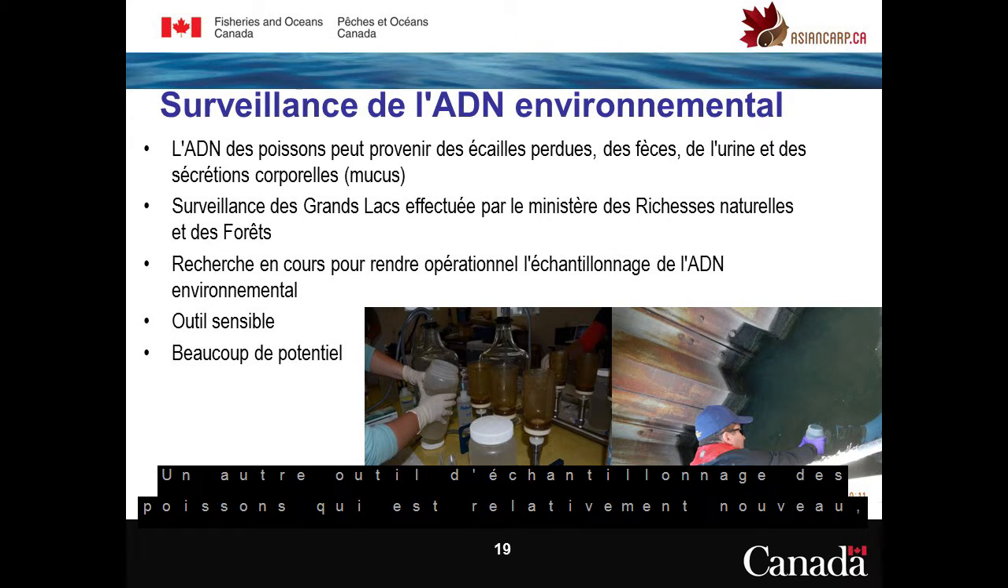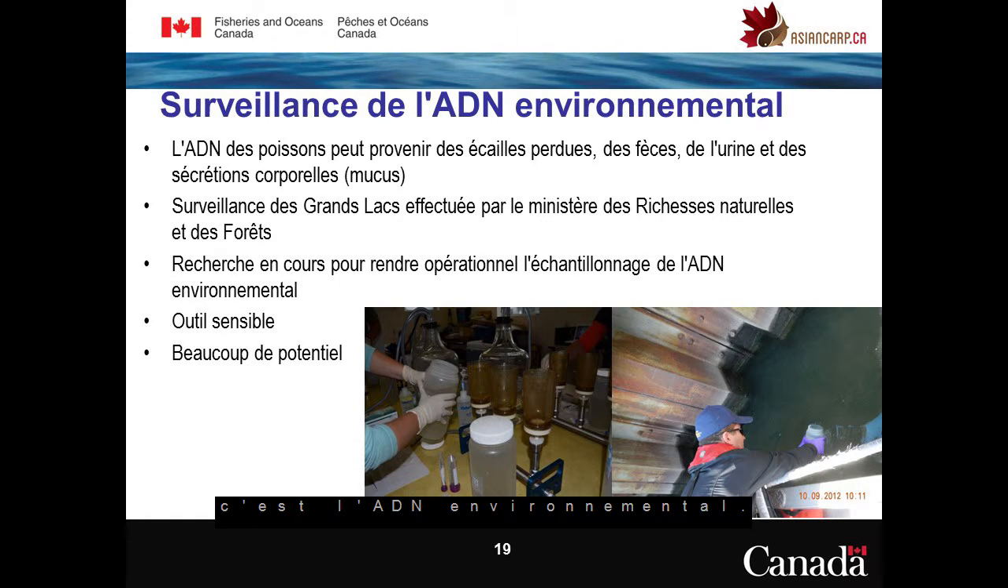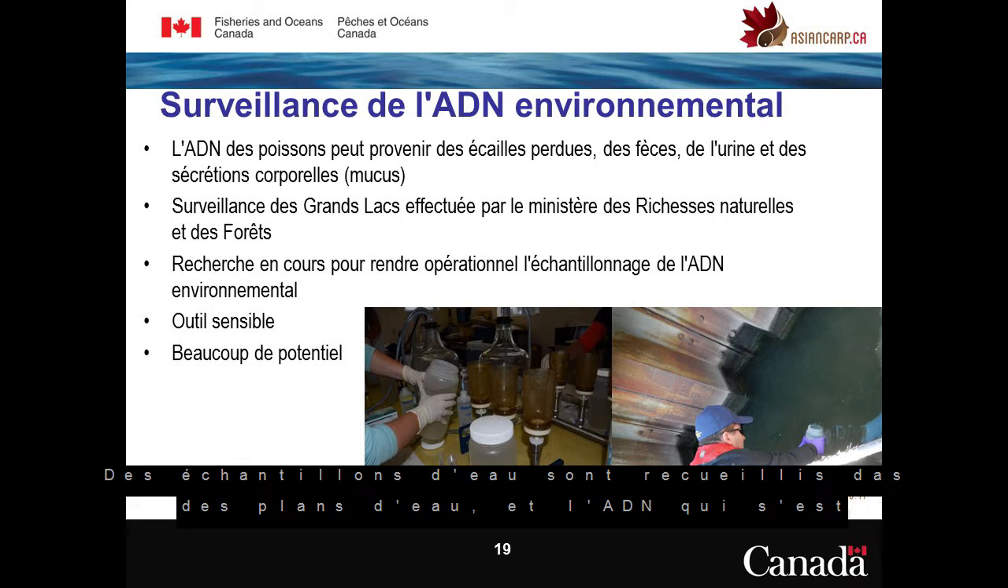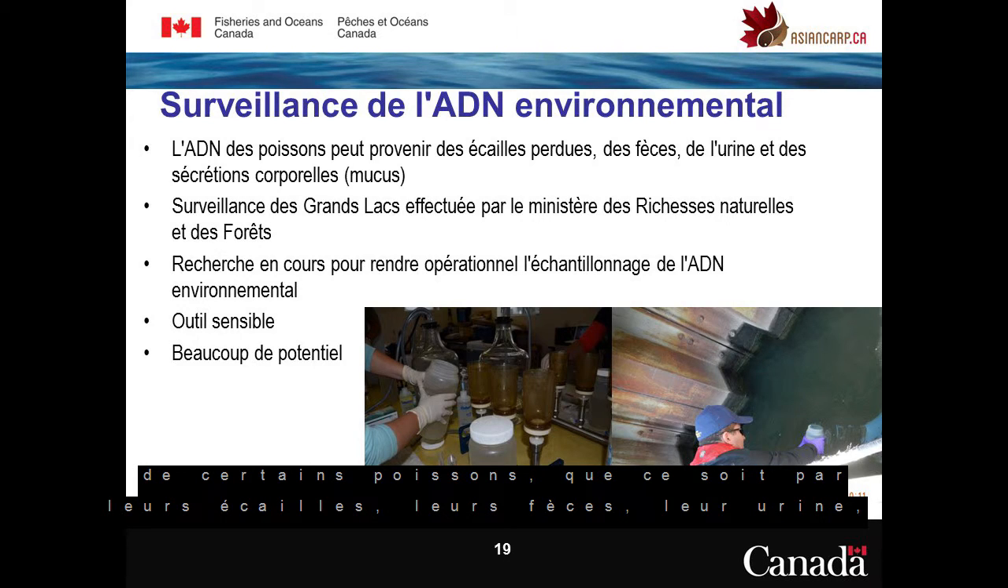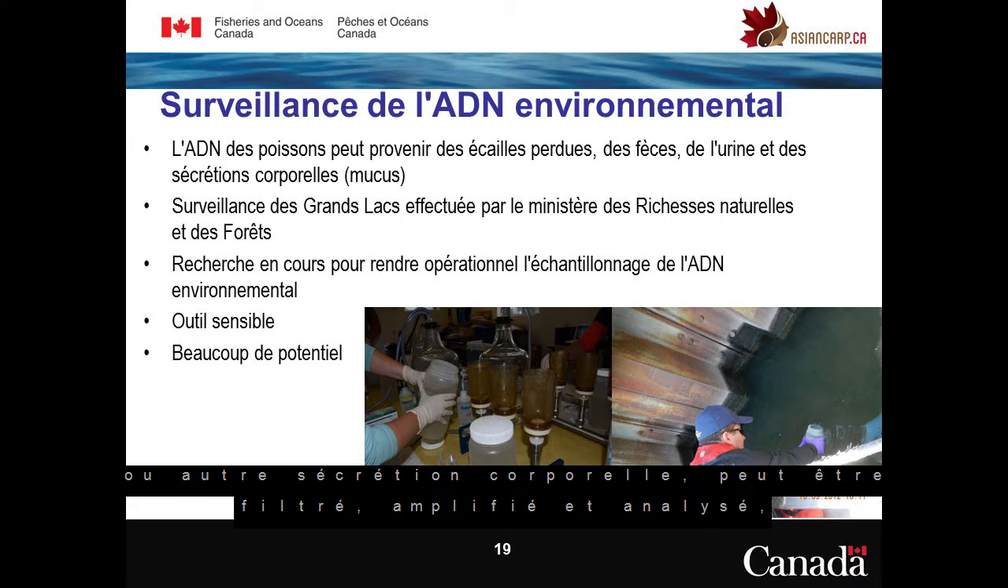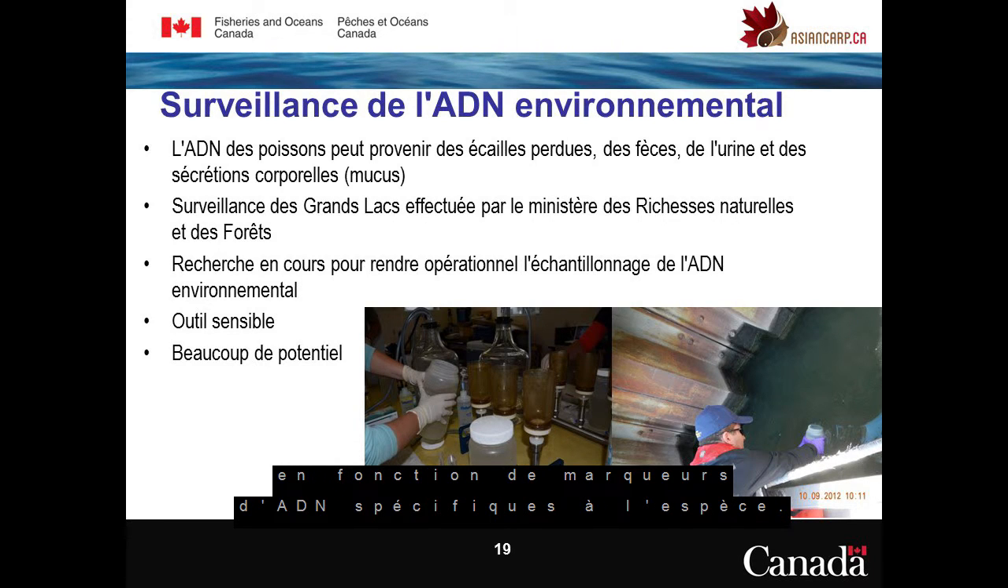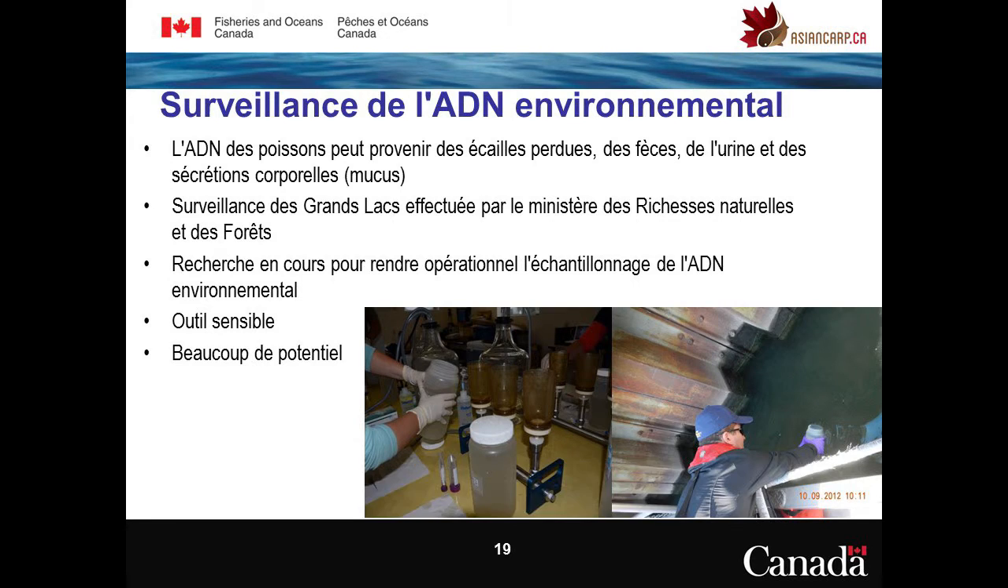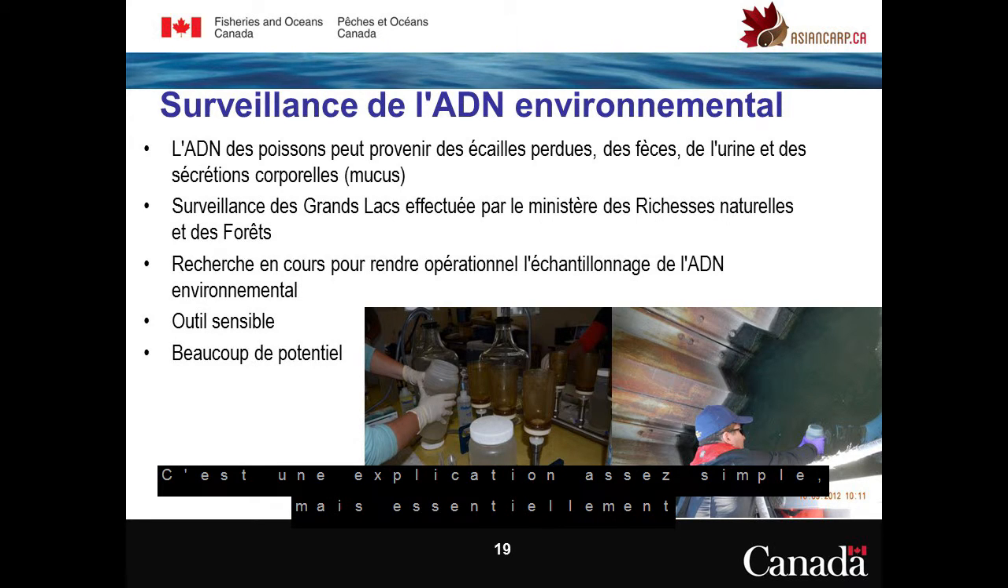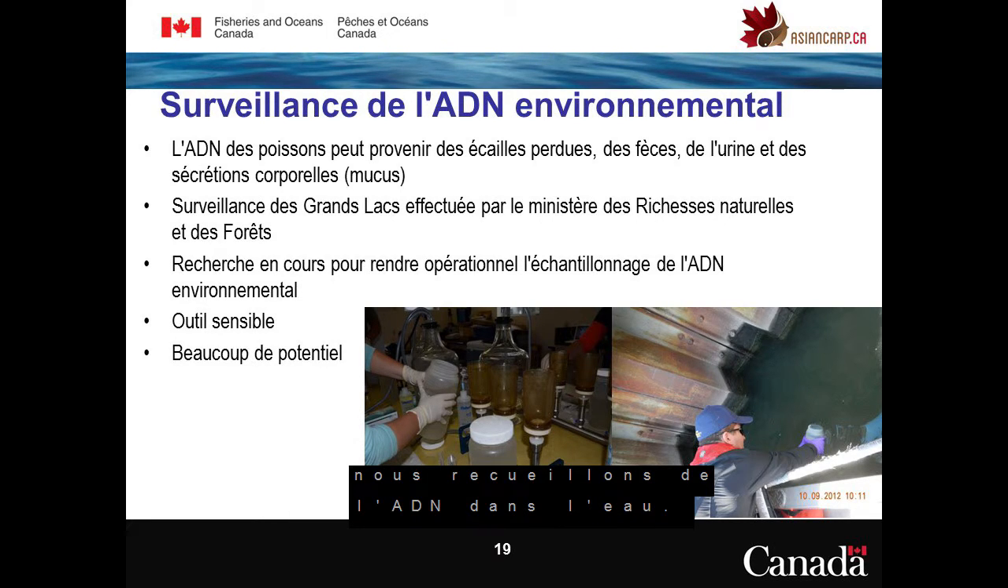So another sampling tool that is quite new to fisheries sampling is environmental DNA, eDNA. How this tool works is that water samples are collected from water bodies, and the DNA shed from fishes via scale loss, feces, urine, or other body secretions can be filtered out, amplified, and analyzed based on species-specific DNA markers. Now, it's a very simple explanation, but essentially we're collecting DNA from the water.